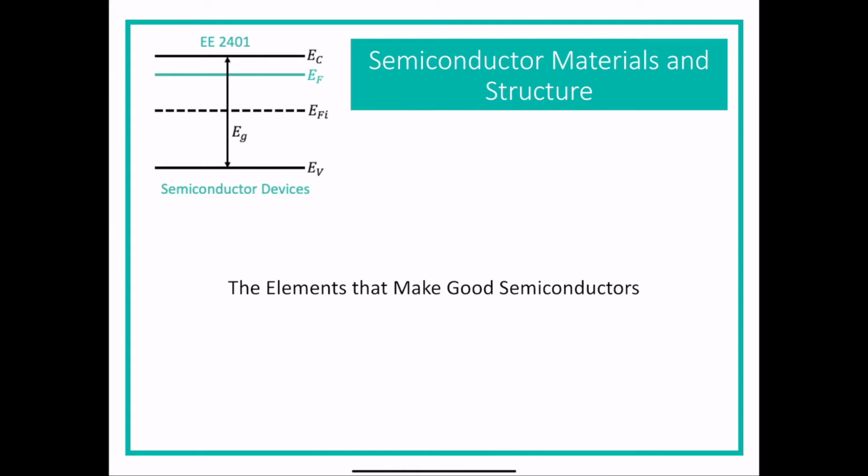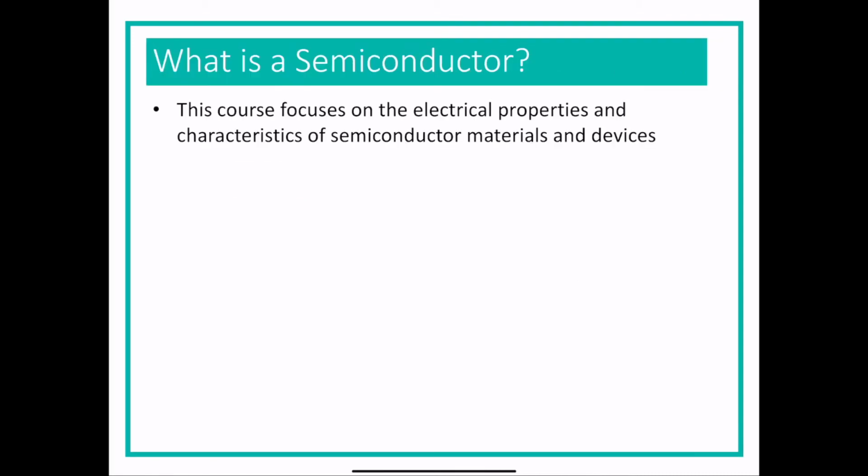And it takes 3 chapters to get through enough information so that we know how to figure out how many electrons are available for conduction. So it's very different from other courses where we dive right in and start talking about devices. So when we're talking about materials, we basically just look at the electrical properties and the characteristics of semiconductor materials and the devices made out of them.